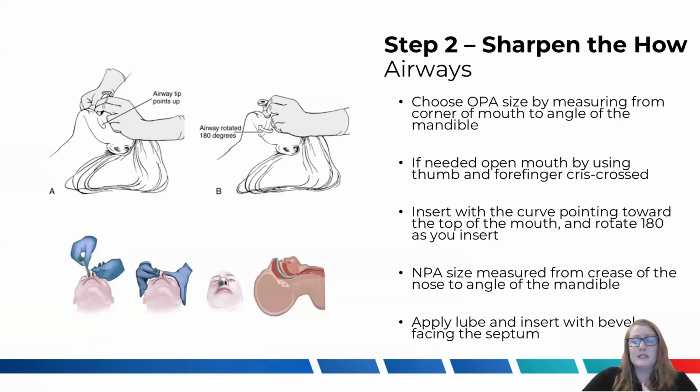OPAs are about $5 on Amazon. MPAs are about 10. Okay, not a cost barrier at all. We just have to know how to use them and know when they apply.